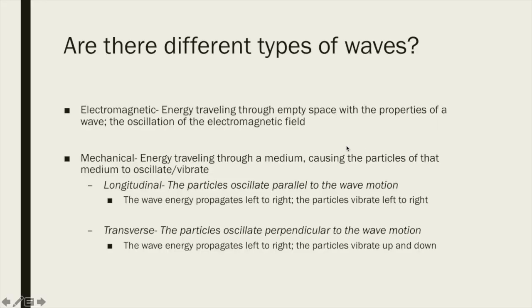If you zoom out, take a step back, and look at the system as a whole, you'll see these places where all the particles are shoved close together, traveling from left to right. The places where the particles are spread far apart, traveling from left to right. So because the particles are oscillating from left to right, and the wave energy itself is propagating left to right, we can classify this kind of wave as a longitudinal wave. So the definition of a longitudinal wave: energy propagating left to right, the particles vibrate left to right. In other words, the particles oscillate parallel to the wave motion. That's a longitudinal wave.